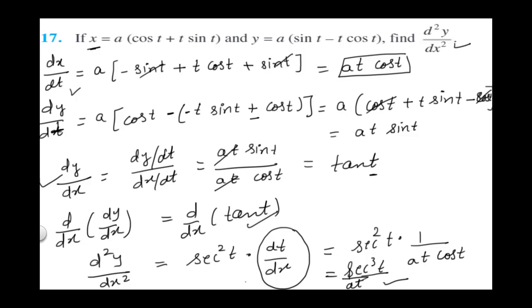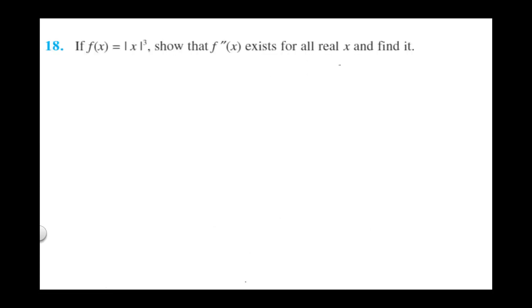Now I'm going to discuss another question, which is question number 18. In question number 18, f of x is given as modulus of x cube. We have to show f double dash, that means the second order derivative of x, exists for all real x, and find it. So first of all, we break the modulus function, right? So it will be plus x cube for all values of x greater than or equal to 0, and minus x cube when it is less than 0.